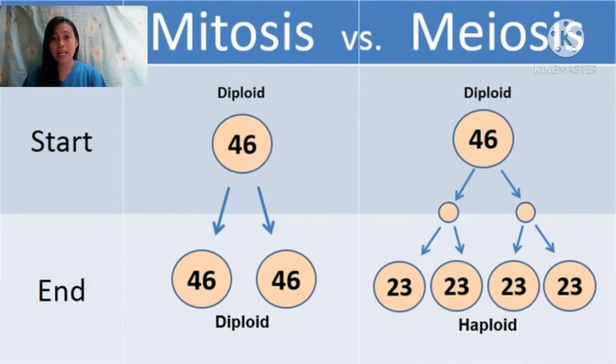So on the left, we're gonna have a cell that undergoes mitosis, and on the right, we're gonna have a cell that undergoes meiosis.